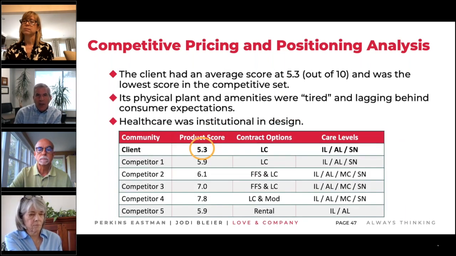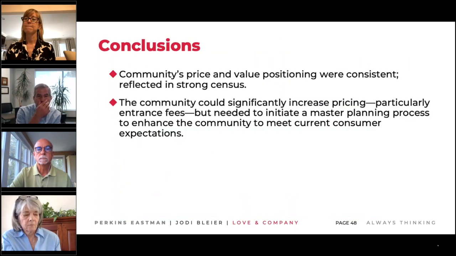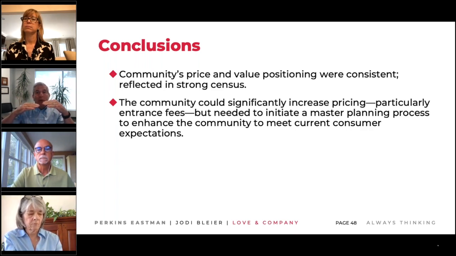However, when we did the scoring again of all those competitors and evaluated what the product offerings were relative to current consumer expectations, we again came up with the bottom score in the market and significantly behind some of those competitors. So in this case, the community's price and value position were actually in line with each other. It wasn't like the first one where they were out of line. We were the lowest scoring and the lowest price, and that can make sense for a lot of communities, but not when your margins are virtually non-existent.